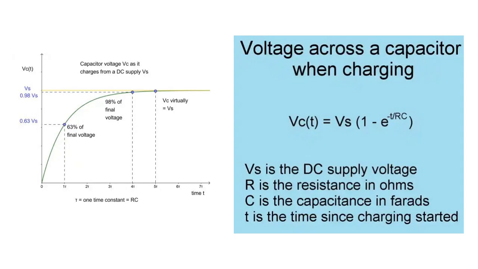When a capacitor charges from a DC supply, the voltage across it increases over time following the curve shown.